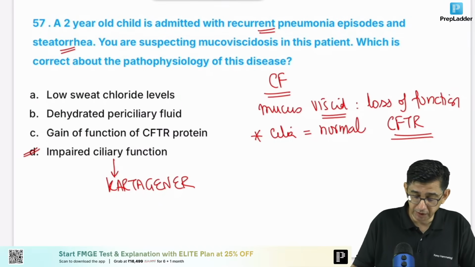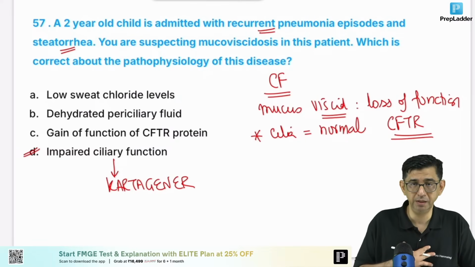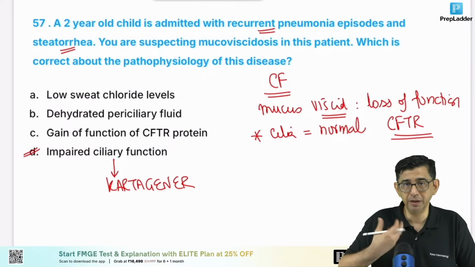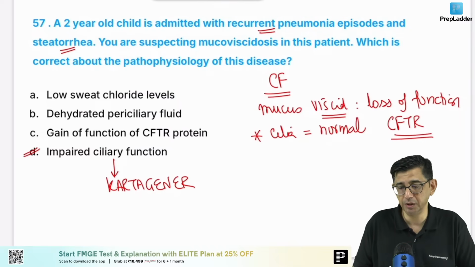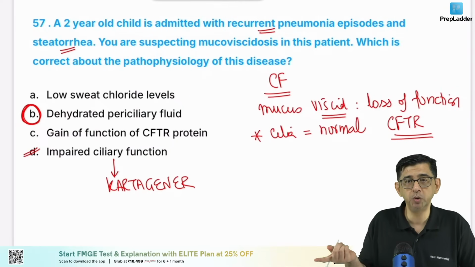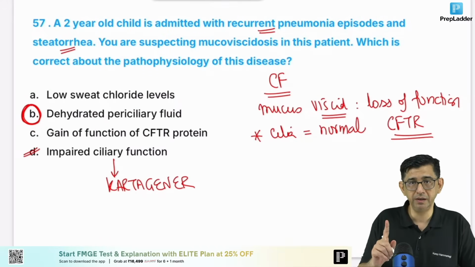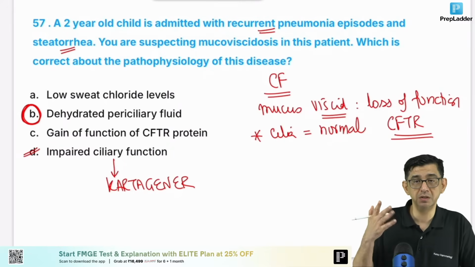The main word is viscid. And because of viscid, the mucus will be stuck inside the lungs. Like in you and me, when we cough, the sputum can come out, but here the mucus will be stuck in the lungs. That is why there is a pneumonia. So the correct condition in this case is dehydrated periciliary fluid. Cilia are there, but they're not able to clean the lung. In Kartagener syndrome, cilia is not working. Cleaning mechanism is not working, so understandable. But here the cilia are working fine, but the mucus is very thick and viscid.